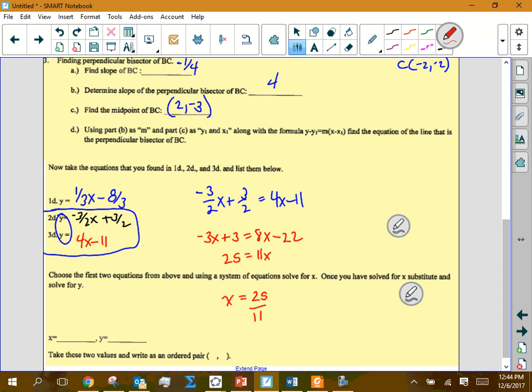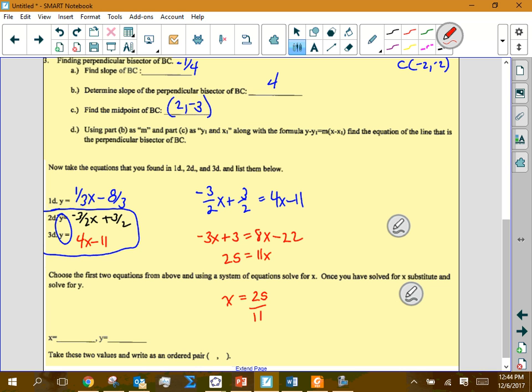Now, does that simplify? No, 11 is prime, and 25 is not divisible by 11. So leave it as 25 over 11. Do not change that to 2 point something. Okay? Just leave it as 25 over 11.